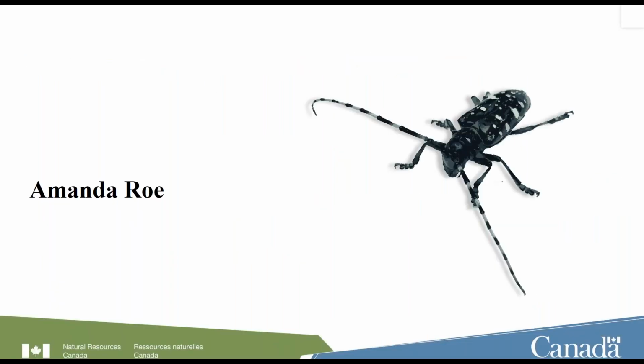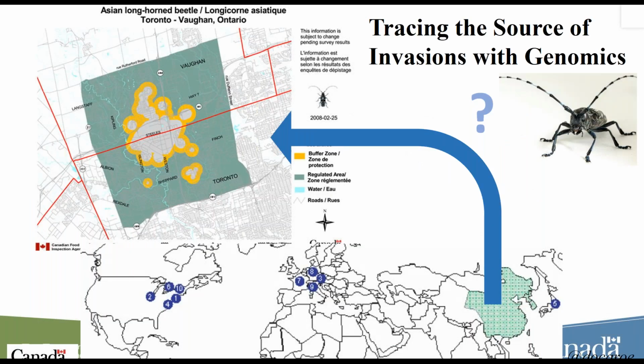So next thing I'll do is I'll talk about some work by my colleague Amanda Rowe, who's an insect molecular geneticist here at the Great Lakes Forestry Center, and she leads a lot of our work on Asian longhorn beetle, which is the big beast you see there on the right. Certainly a big pest that was found in Toronto a number of years ago and eradicated, and then found again, and then eradicated again. And some of the work that Amanda's been doing is looking at tracing the source of invasions with genomics. So trying to figure out where these populations, so Asian longhorn beetle originates in China, and has been introduced into a number of places around the world over the years.